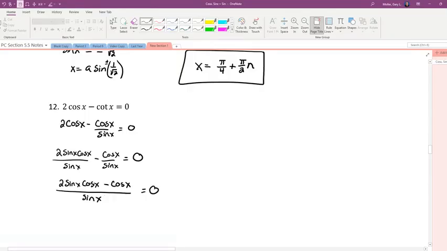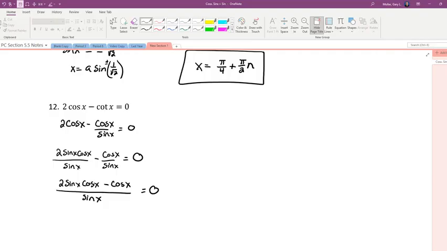So this is not a situation where for every x value, the answer is 0. At least I don't think. What we're going to find is there's a very specific one. So that's why it's not truly an identity, but we are still manipulating the left side just like we did with the identity work.